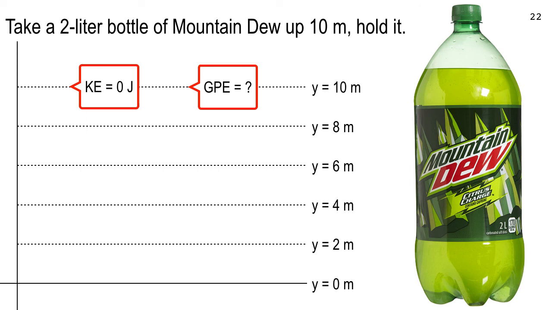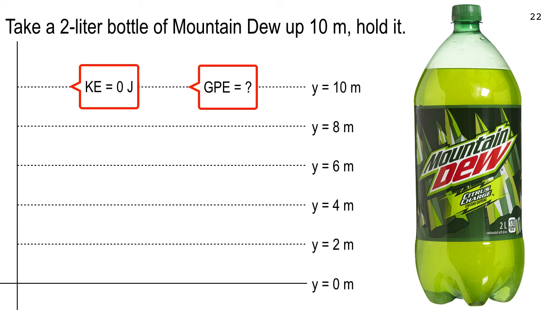All right, so go ahead and make—see that? Your vertical partition. There's your spatial partition. And up at 10 meters, you've got 0 joules of kinetic because you're at rest. And now what we've got to do is figure out mg delta y.